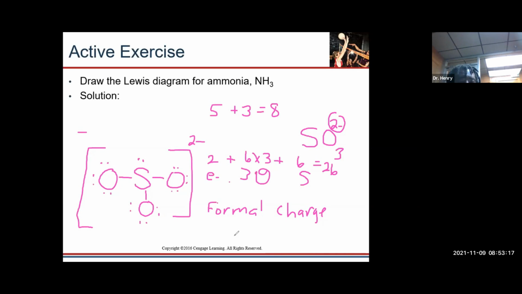So the way that you calculate your formal charges is, it's the number of valence electrons, so it's valence electrons, minus the number of bonds, minus the number of lone pair electrons.